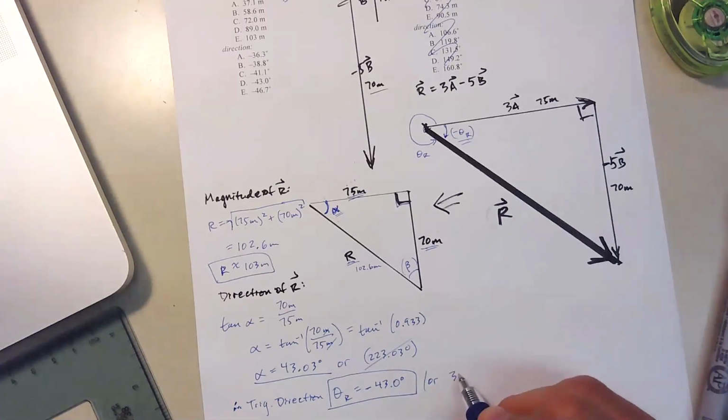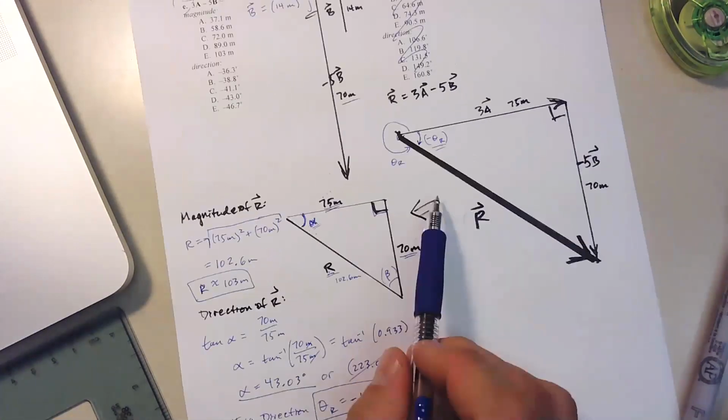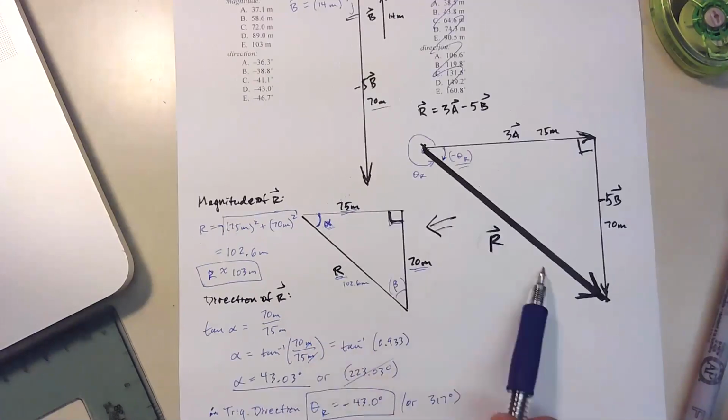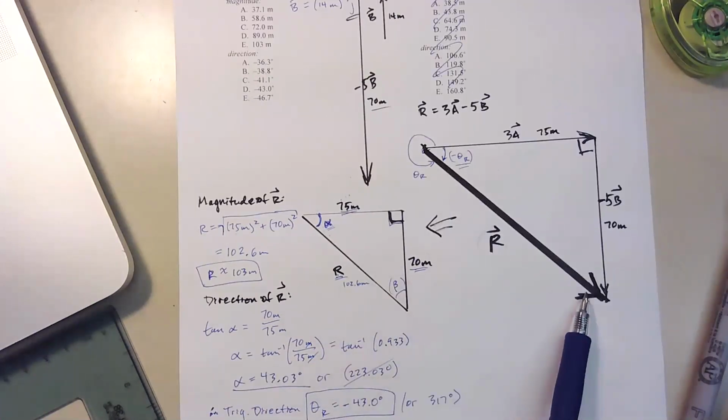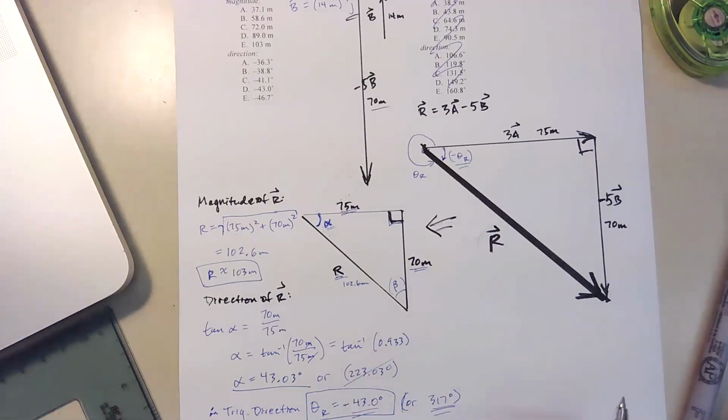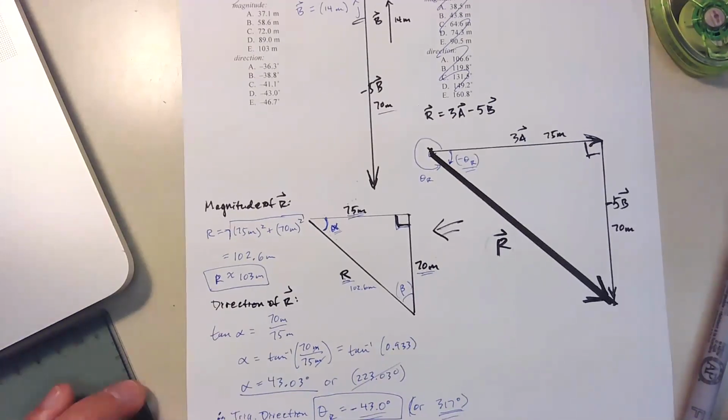And that would be 317 degrees, which also points in this same direction. This is also 317 degrees down here. So those are both correct answers for the trigonometric direction of R.